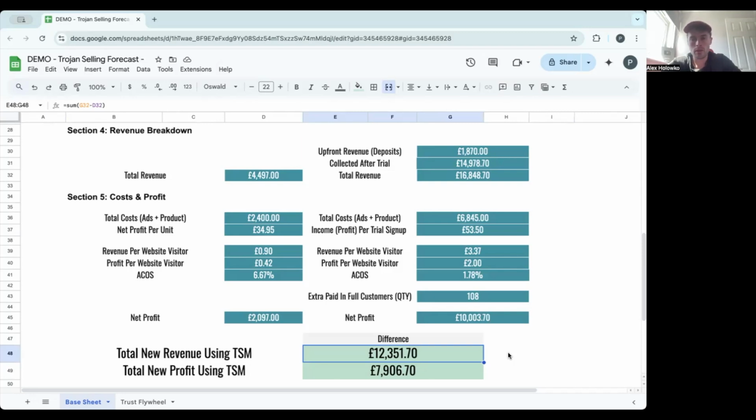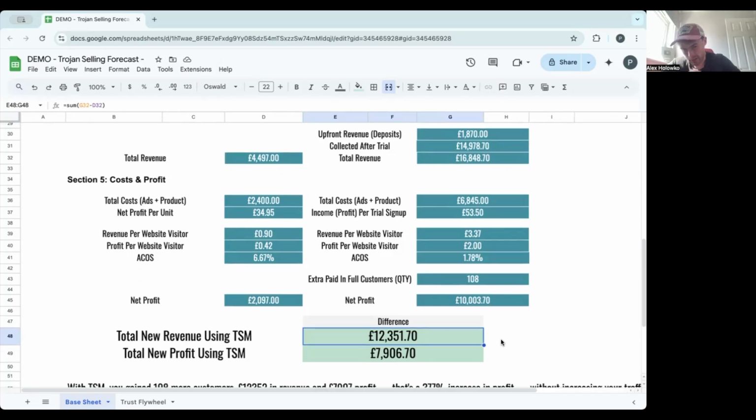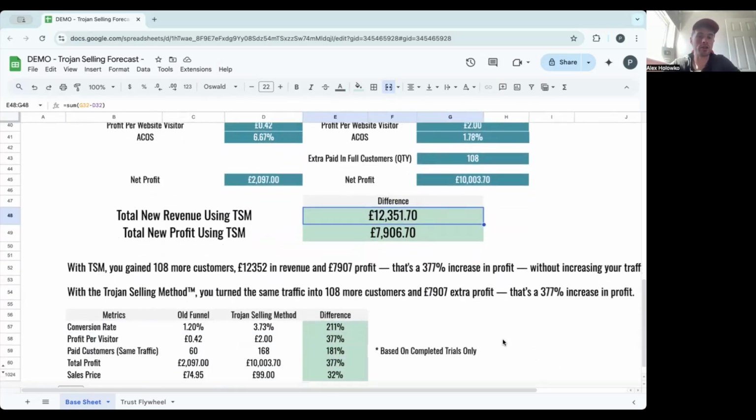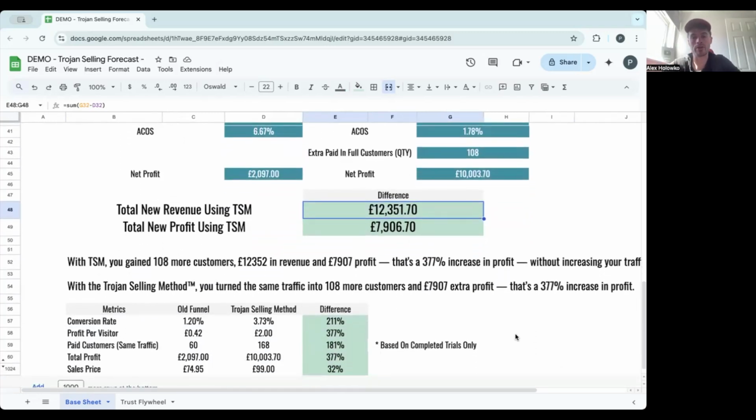Just scroll down a little bit, and it's got a little statement at the bottom that literally condenses all this into one little statement. And there will be a link below this video where you can go and grab this and put your own numbers in. Just a couple more things that are also interesting. Let's just go back up here and play around with this a sec.